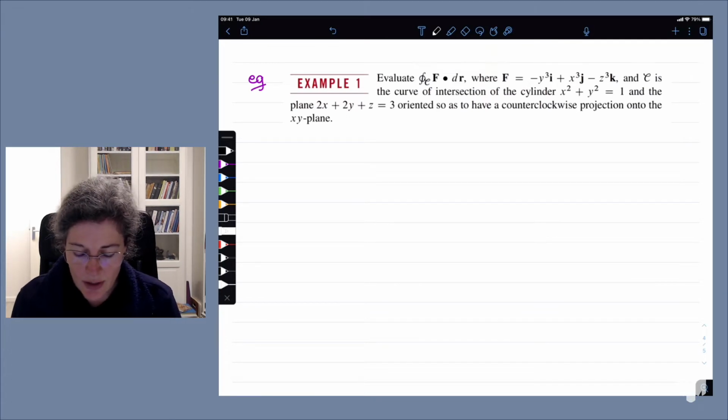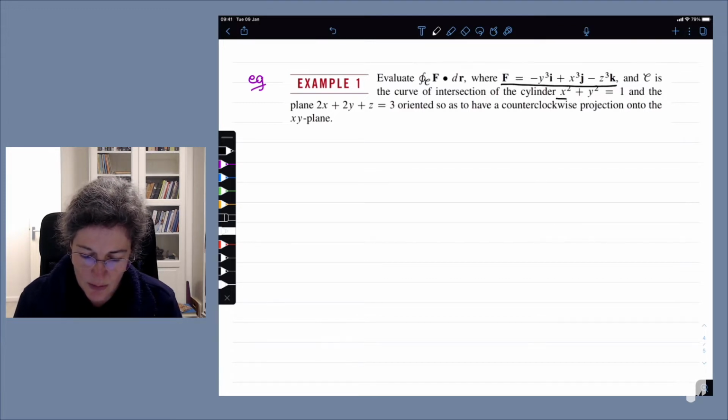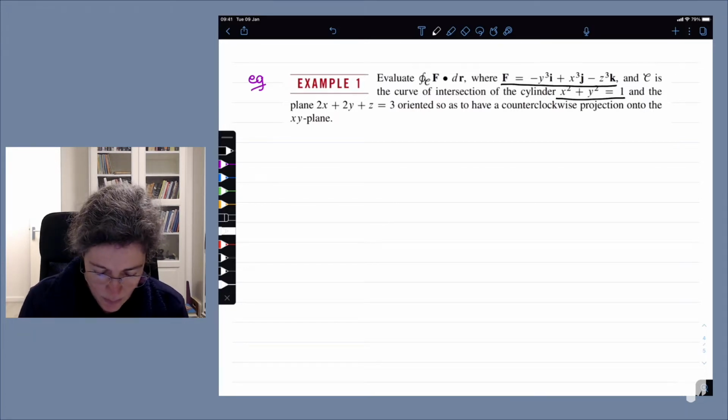So we'd like to evaluate the line integral of this vector field. So we can see it's a 3-dimensional vector field, so we're probably going to be using Stokes' theorem. And along this curve, which is the intersection of the cylinder, x squared plus y squared equals 1, and this plane. And we want to orient it so as to have counterclockwise projection onto the xy plane. All right, so let's draw a picture and hopefully figure out what's going on here.